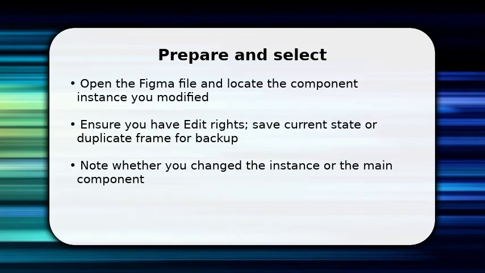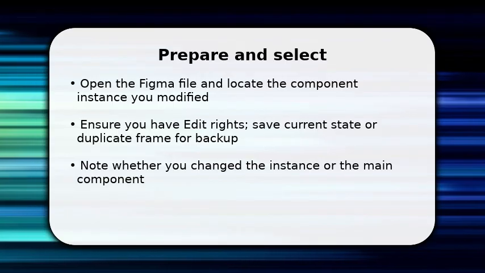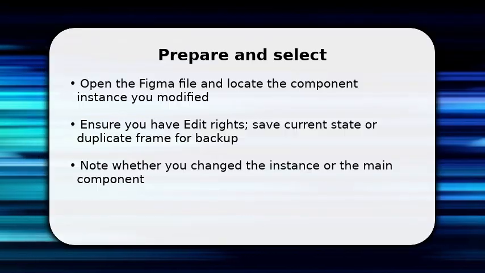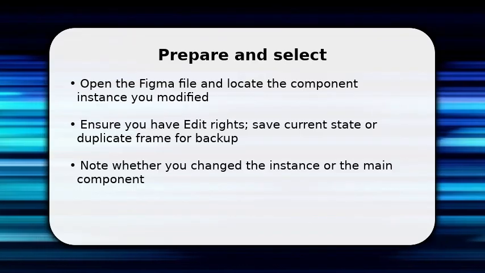You start by picking the exact instance or component you want to undo. Once selected, make a quick duplicate of the frame so you can compare changes. This is your safety copy. Make sure you have edit permissions because some actions require ownership. If you already changed the main component versus only the instance, that distinction matters. It determines whether you will reset instance, detach instance, or use version history.